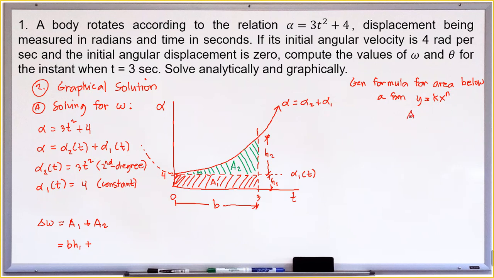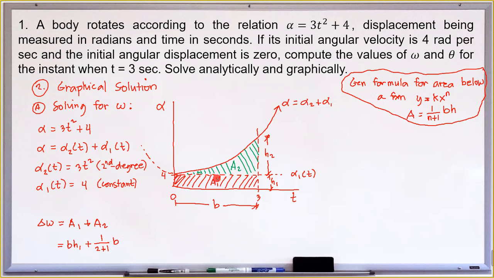So the area equals 1 over n plus 1, so whatever the degree is, plus 1, times the base times the height of that function. So you should remember the general formula for the area of a function of the form y equals kx^n. That is why we broke down this formula, so that we can follow this form y equals kx^n. So our alpha 2 is of the form y equals kx raised to 2, because it is second degree. Since this is second degree, our n is equal to 2, so therefore that is 1 over 2 plus 1, or that is 1/3.